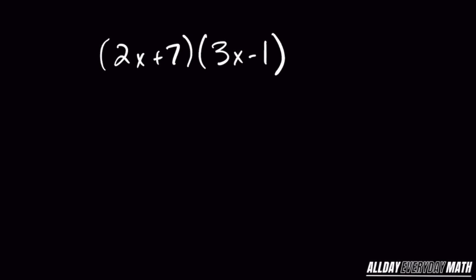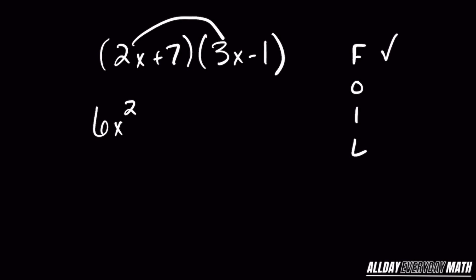So same thing, we're going to do the FOIL method. And I'm just going to write the initials this time. So we're going to do 2x times 3x, and that is going to give us 6x squared, because 2 times 3 is 6, x times x is x squared. So we're done with the first. Now we're going to multiply the outside. So 2x times negative 1 is going to give us minus or negative 2x.